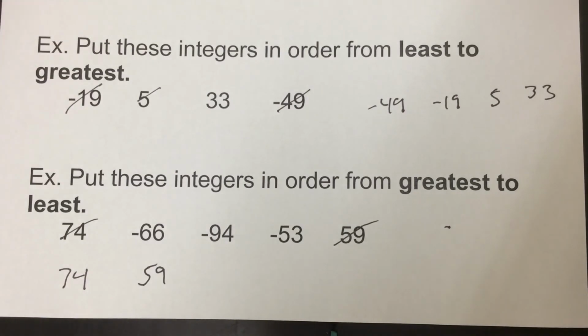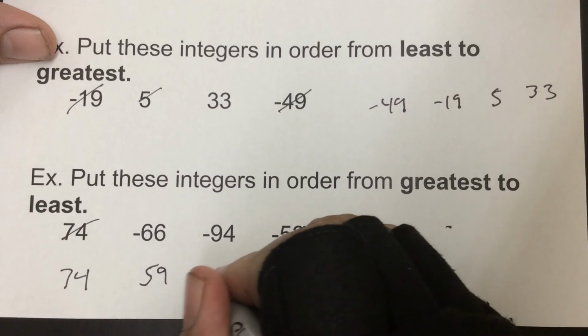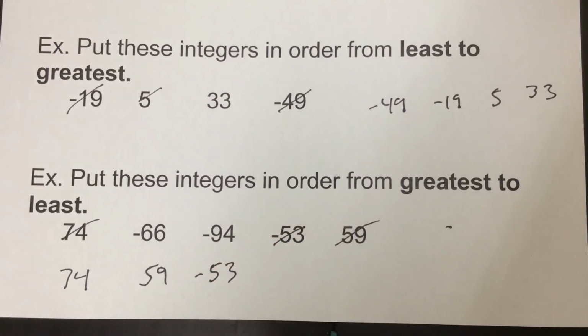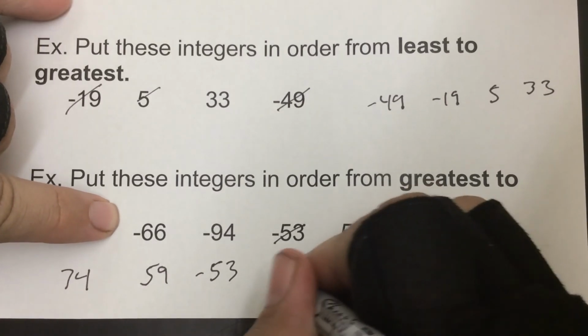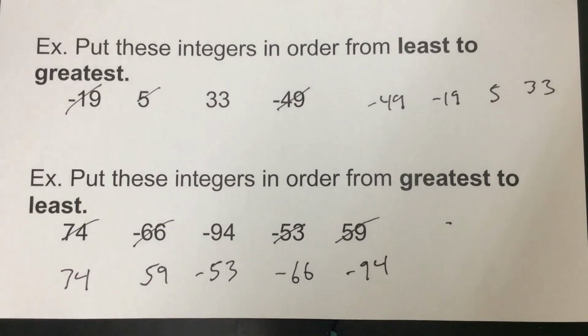So now we're down to only negatives. The smallest negative that we have is -53. Or I should say the biggest negative, sorry. The next biggest would be -66. That leaves us with -94.